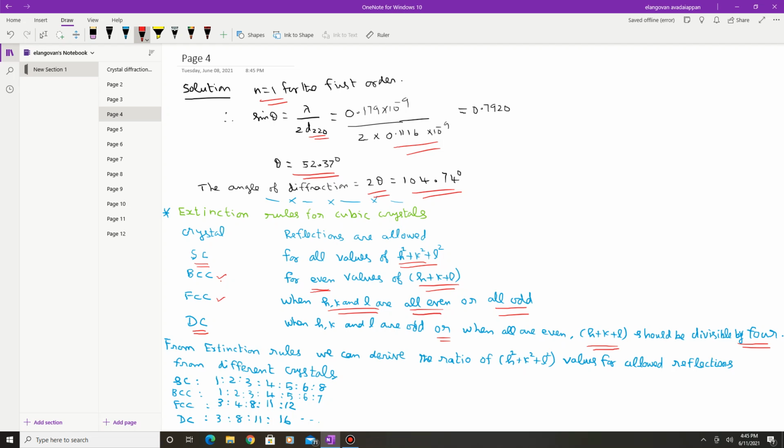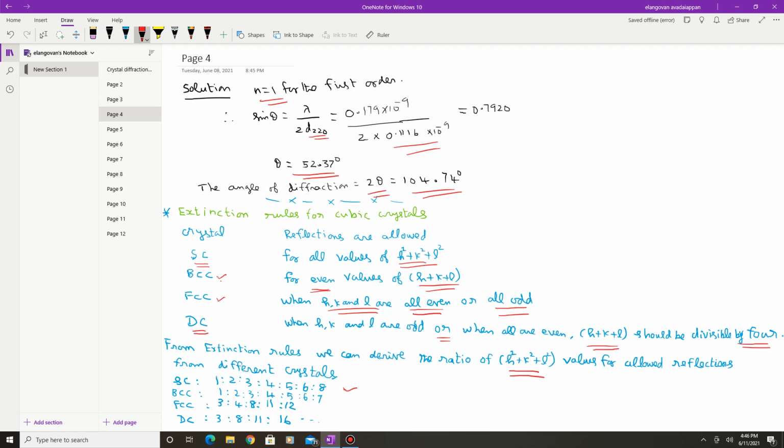So these rules are very important. You have to remember them so that you can do this problem very easily. From the extinction rule, we can derive the ratio of h square plus k square plus l square for all the allowed reflections. For simple cubic, the ratios of h square plus k square plus l square are 1:2:3:4:5:6:8. So you must remember this one.